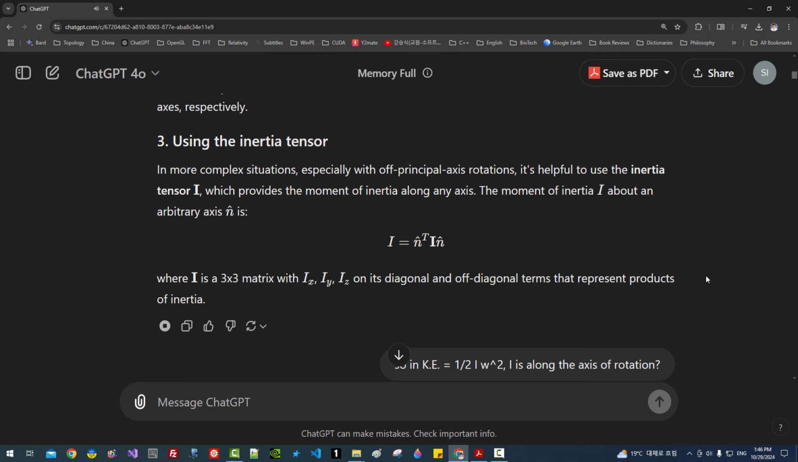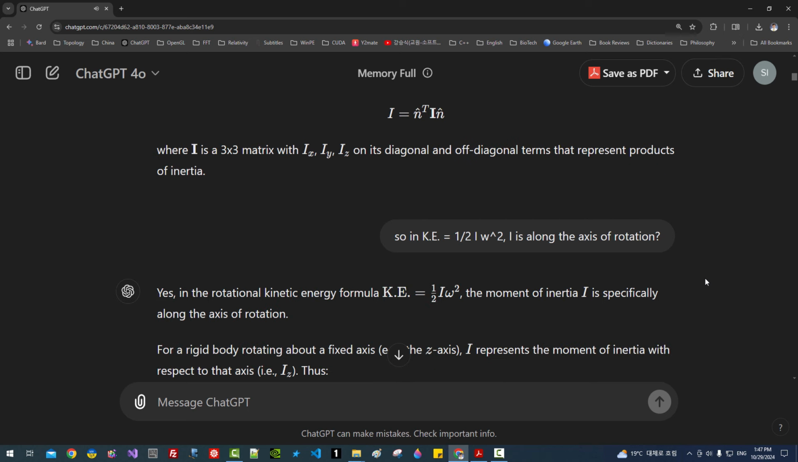3. Using the inertia tensor. In more complex situations, especially with off-principal axis rotations, it's helpful to use the inertia tensor, which provides the moment of inertia along any axis. The moment of inertia I about an arbitrary axis n hat is I equals n hat transpose times the tensor times n hat, where the tensor is a 3x3 matrix with Ix, Iy, Iz on its diagonal and off-diagonal terms that represent products of inertia. So, in kinetic energy, 1/2 times I times omega squared, I is along the axis of rotation.